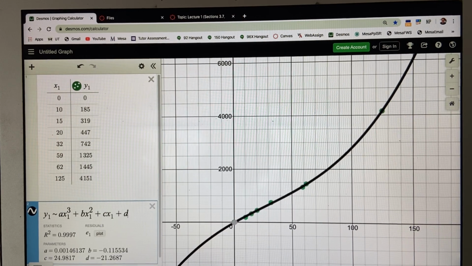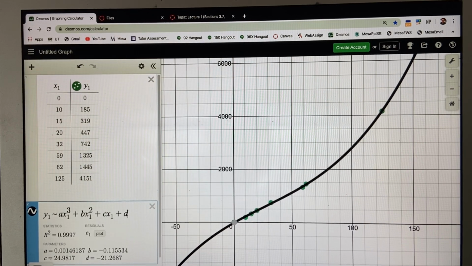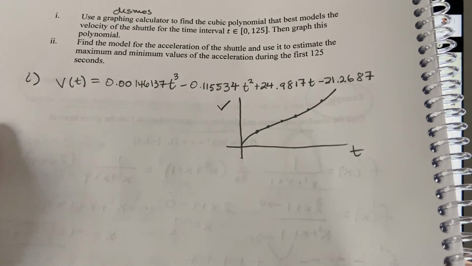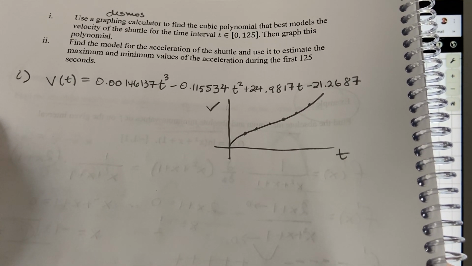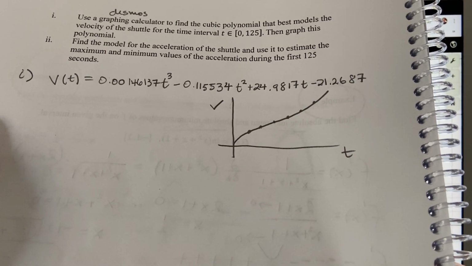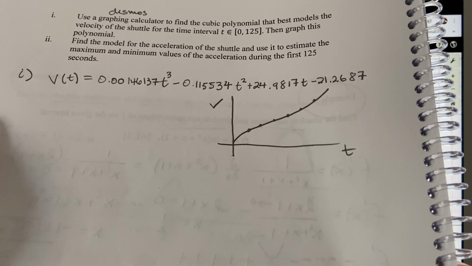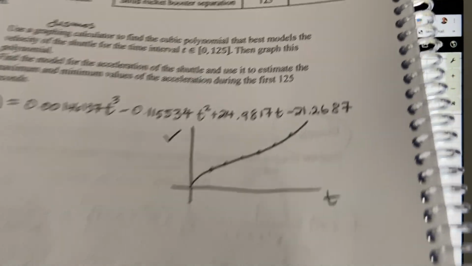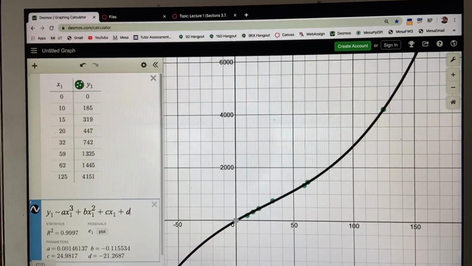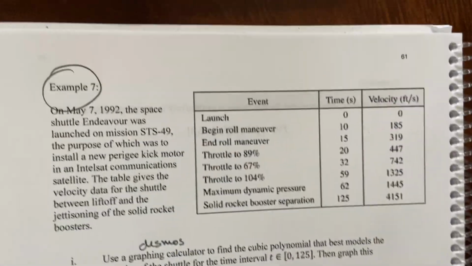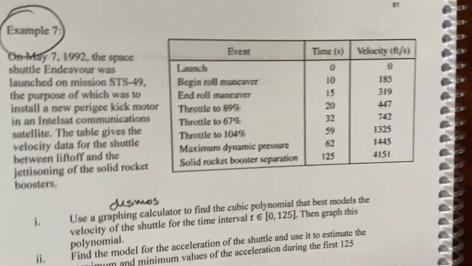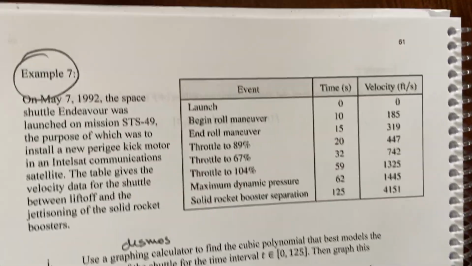Okay, so part 2 says find the model for the acceleration and then use it to estimate the max and min of that acceleration. So if this is v of t, then if I differentiate, if I find v prime, that's now a formula for the acceleration. So for part 2, let me maybe bring you back down here. Sorry about this.